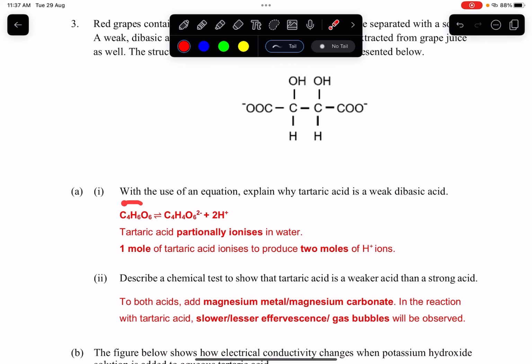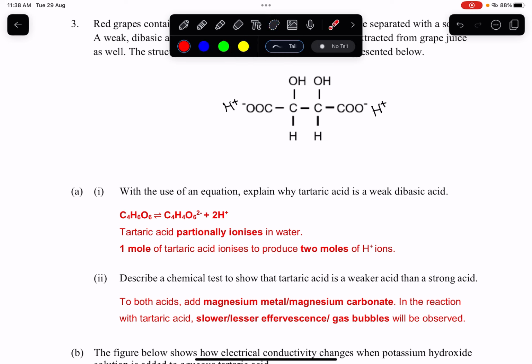First you have to start with the acid, and since it's a weak acid, it has to have a reversible sign. You know that it will give off hydrogen ions. So remember, each hydrogen ion is an H+. In order to balance out this tartrate ion, which has 2 minus, on each side with a COO, you need to pair a hydrogen on each side.